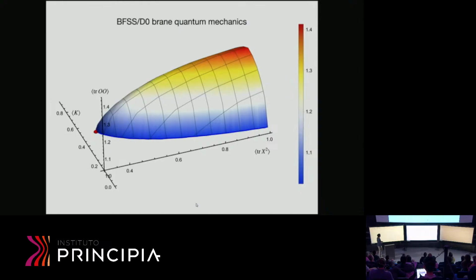All right, here's another observable. This is now a level 4 observable. Trace x squared, x squared. So that means trace xi, xi. So this means trace xi, xi, xj, xj. Okay. With some normalization. And we plot that as a function of trace x squared.